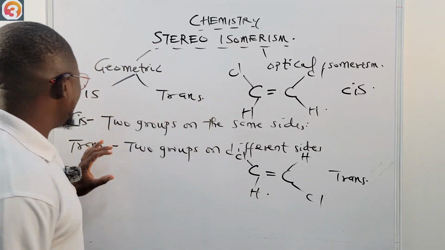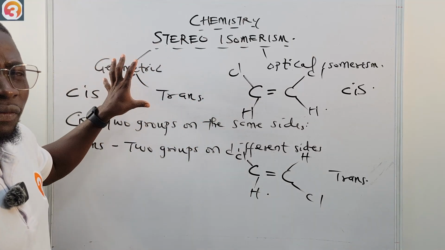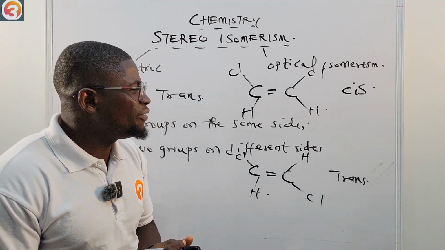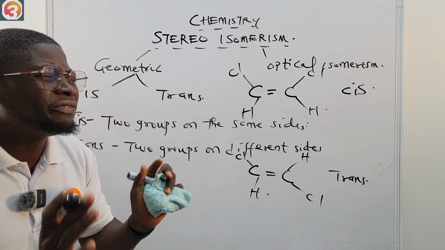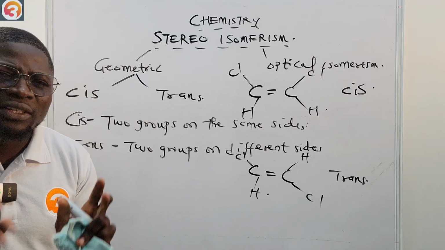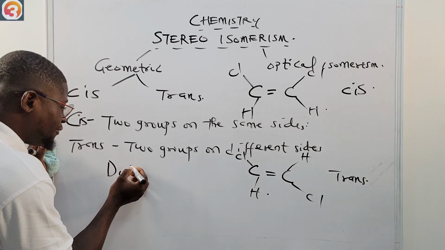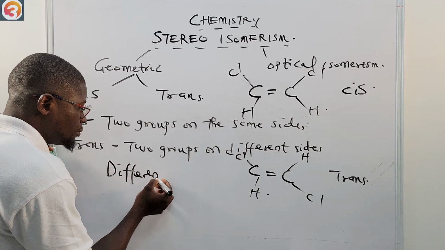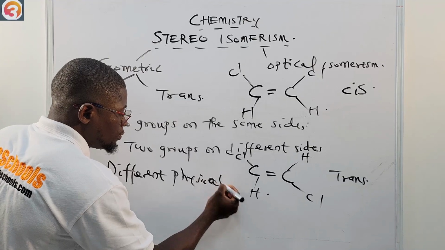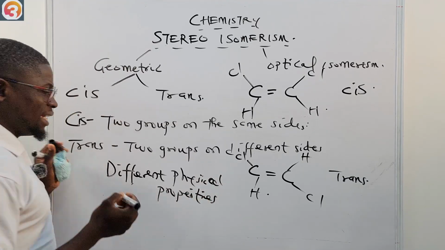So the cis and the trans isomers, the type of geometric isomers we are discussing, are different. They have different physical properties. They are not the same. These cis and trans isomers have different physical properties, and it is the properties we are going to look at right now.